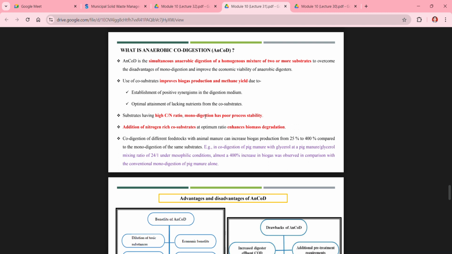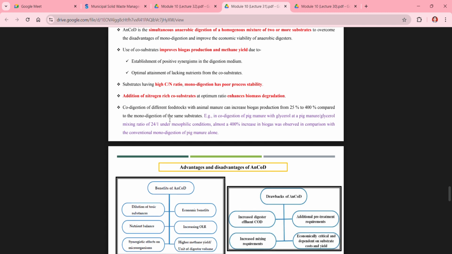So in this process we can skip the requirement of the pre-treatment or the alkali treatment, different types of pre-treatment processes, and it will also improve the biogas production and methane yield. Then for substrates having high C/N ratio, monodigestion has poor process stability. Like we have discussed that C/N ratio has to be in between 25 to 35. If we are having some substrate which is having a very high C/N ratio like 45 or 50, these substrates cannot be digested properly during the anaerobic digestion process. So we can mix these high C/N ratio substrates with some low C/N ratio biomass, and we can enhance the whole biomass degradation process during the anaerobic digestion.